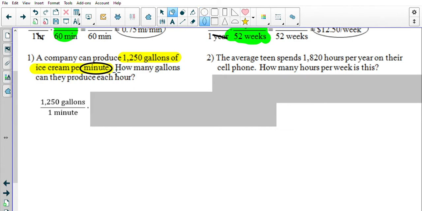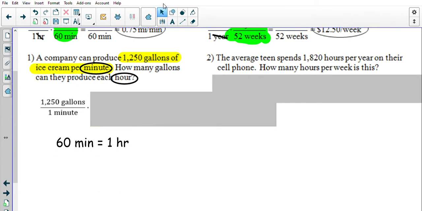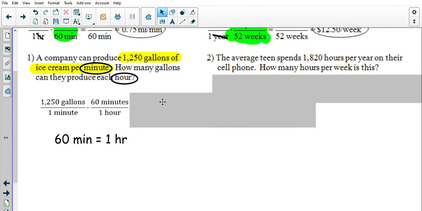This is how many gallons can they produce each hour. I want to convert that to hours. So I need to recognize that there are 60 minutes in 1 hour, or 1 hour equals 60 minutes. Now, since I have minutes on the bottom here, I want minutes to go on the top. So 60 minutes is going to go on the top here. 1 hour will go on the bottom.